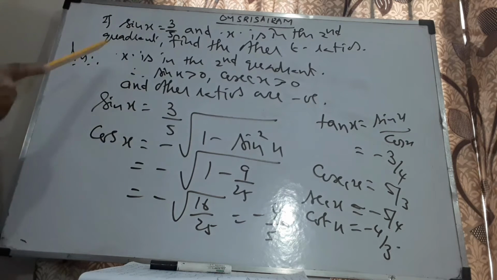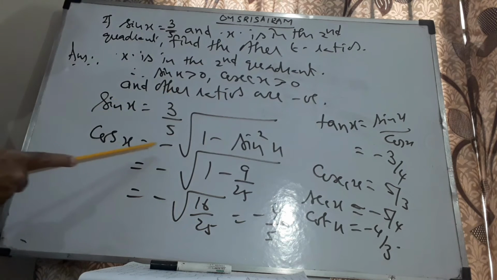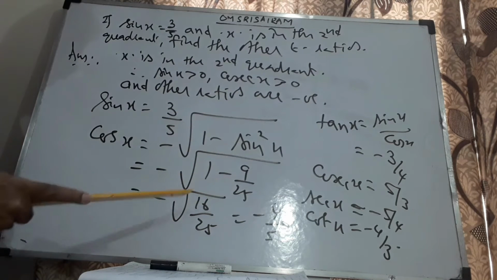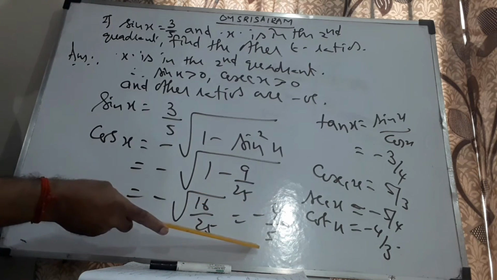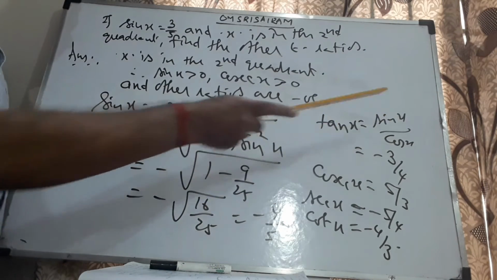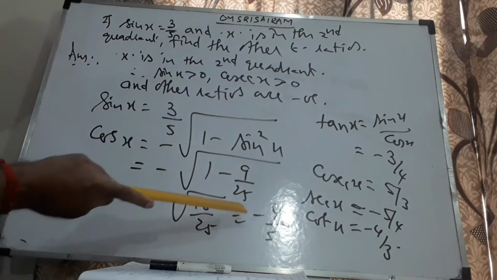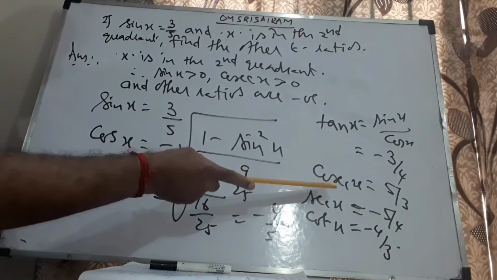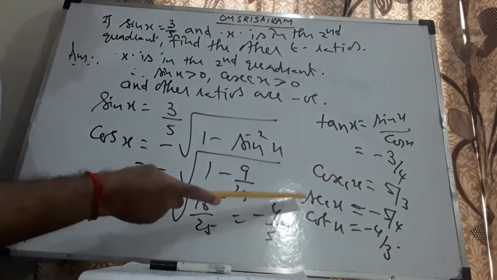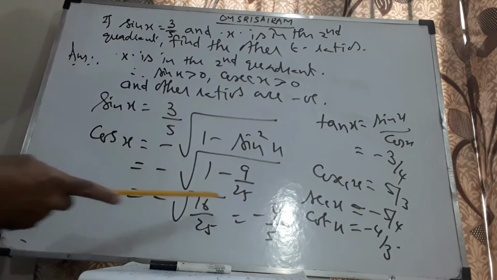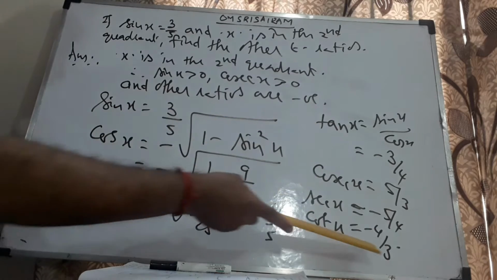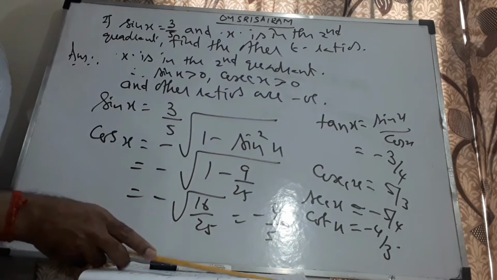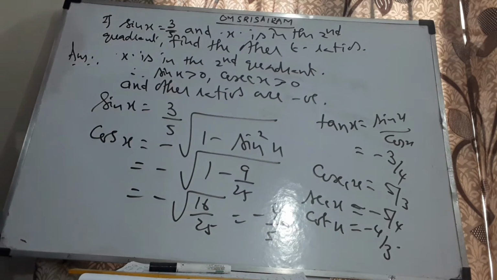I repeat, sin x is 3 by 5, cos x is negative square root of 1 minus sin square x, negative square root of 1 minus 9 by 25, which is minus 4 by 5. Tan x is sin x by cos x, which of course is minus 3 by 4. Cosecant x is anyway 5 by 3 and secant x is reciprocal of cos x, which is minus 5 by 4. Cot x is reciprocal of tan x, which is minus 4 by 3. This is how you get the answer. I think it's clear to you.